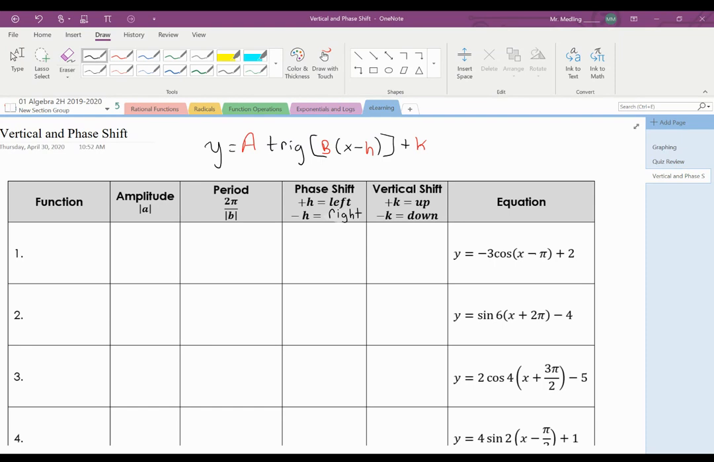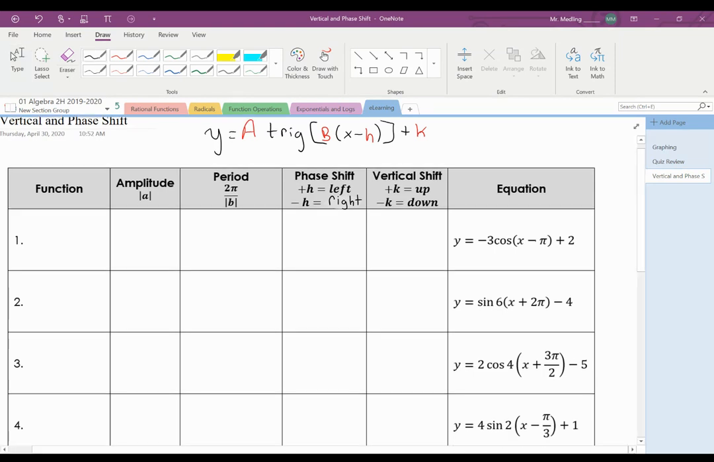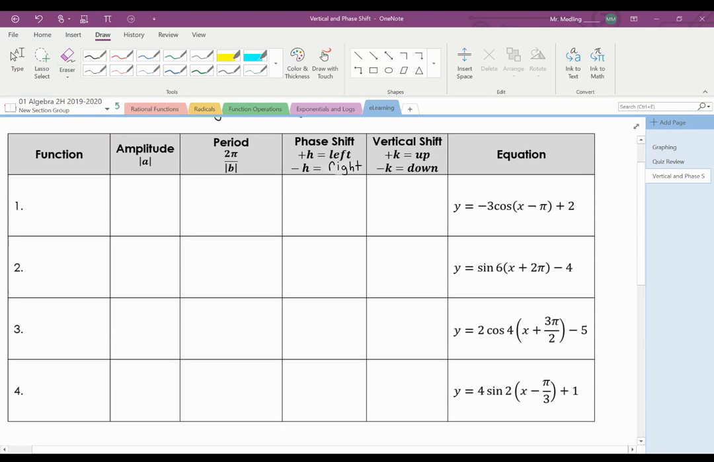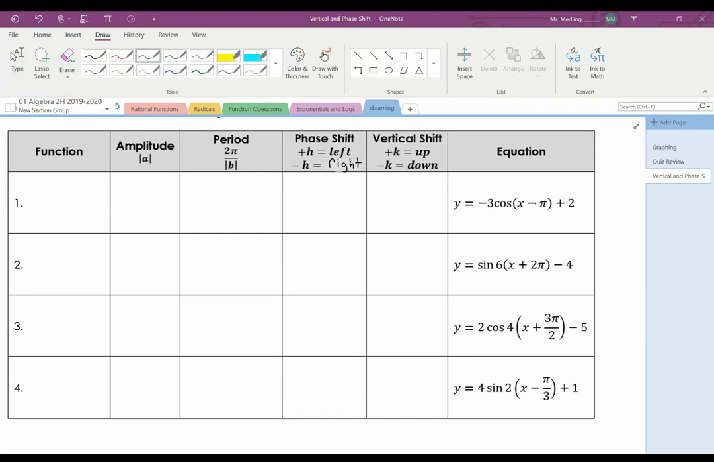So we got several equations, and we're going to try to identify all of our useful information. So starting with this first one, it is in fact a cosine function. Everybody should get that part correct. Amplitude. So we look at -3. The most common wrong answer is to write -3. Remember, it is the absolute value of -3, which is 3.